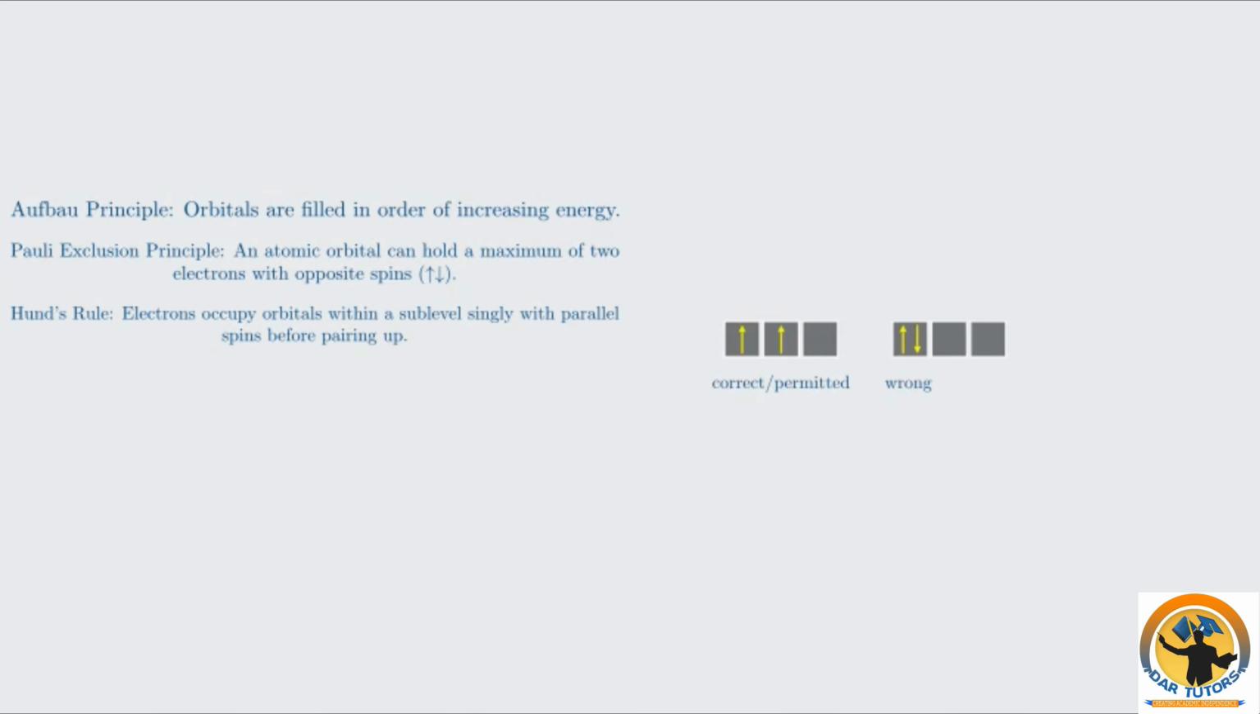For example, to fill the 2p sublevel with 2 electrons, we follow Hund's rule and put 1 electron in each of 2 separate orbitals with the same spin. This is more stable than putting both electrons in the same orbital due to minimized repulsion. Let's apply these rules to write some electron configurations.